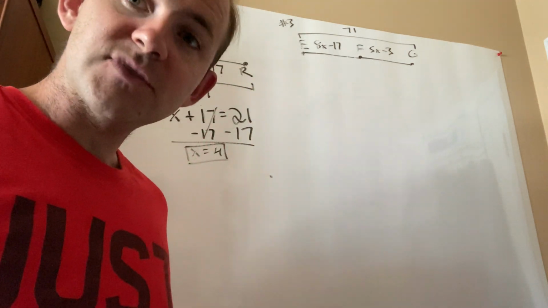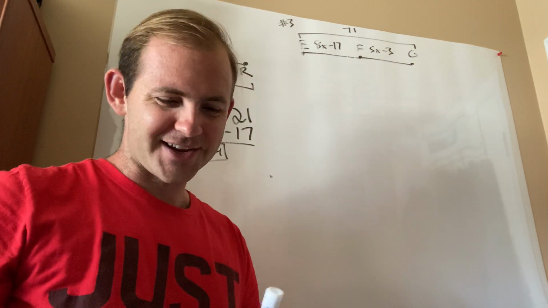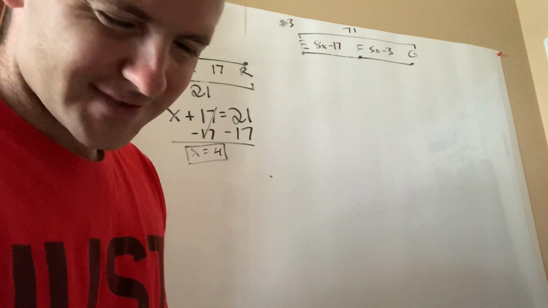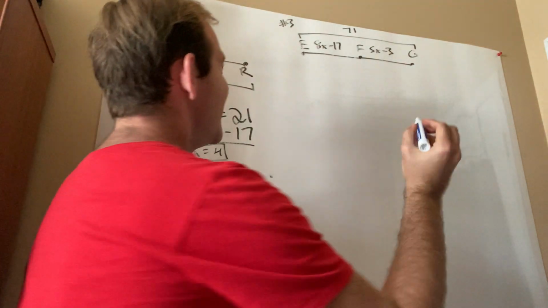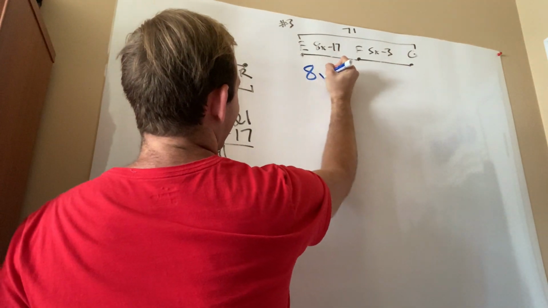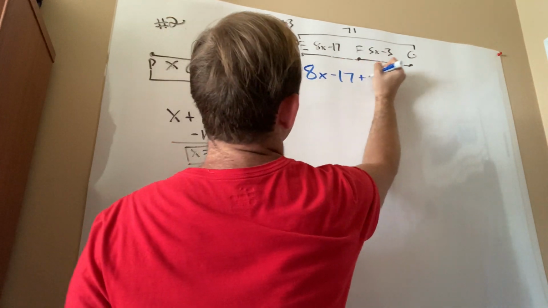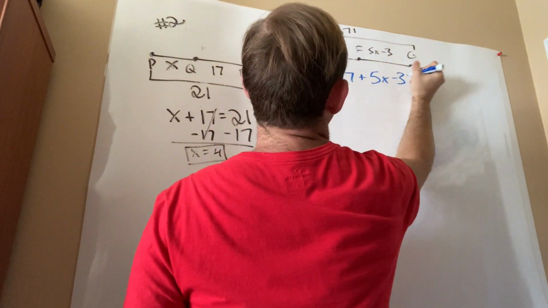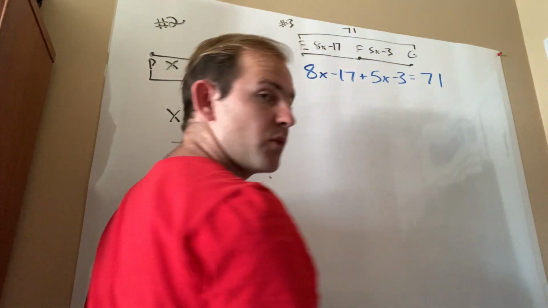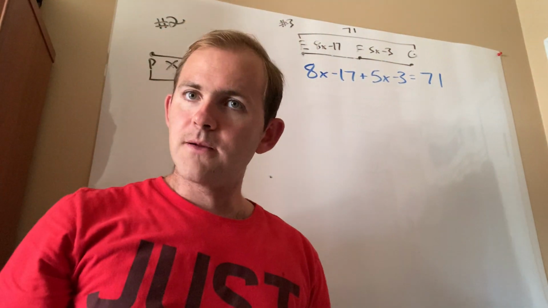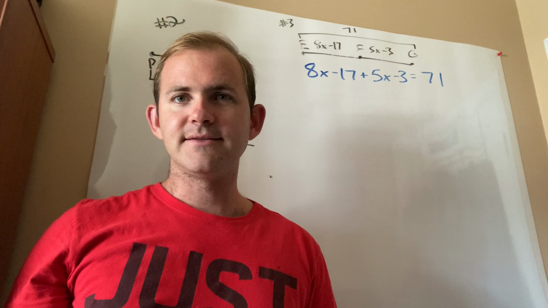71. Because my poor marker is kind of dying on me right now, they seem to do that an awful lot these days, let's write ourselves an equation, okay? So 8x minus 17 plus 5x minus 3 equals 71. Let's stop for a moment here. How the heck did I do that?